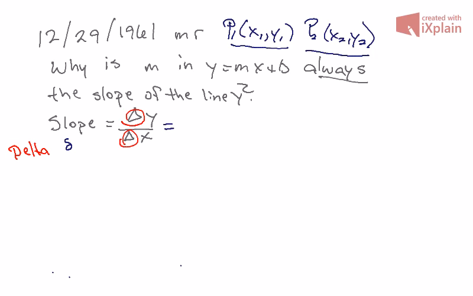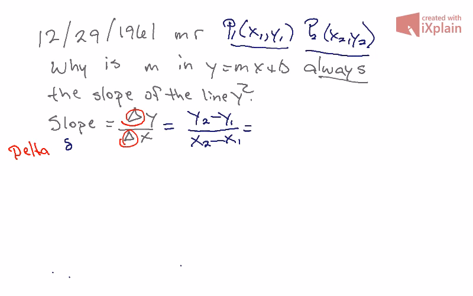Then the change between them would be the difference in the y values divided by the difference in the x values. Okay, and notice that the subscripts 2 on the y and the x are both first, and the subscript 1 on the y and the x are both second.